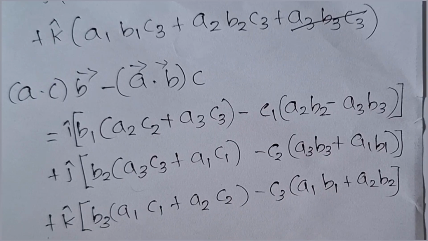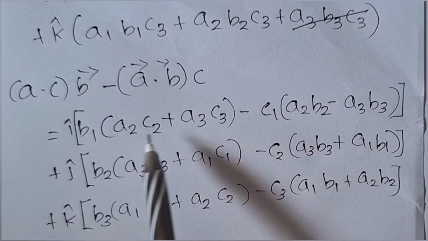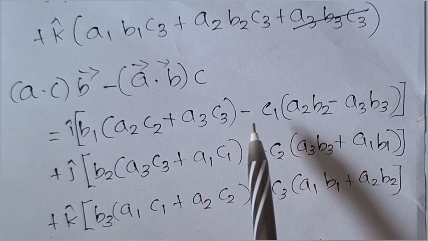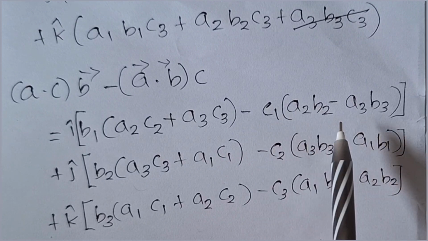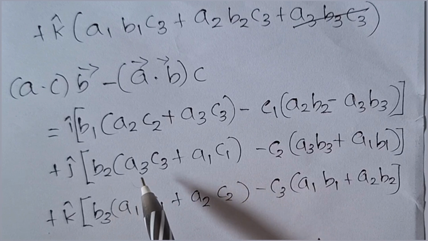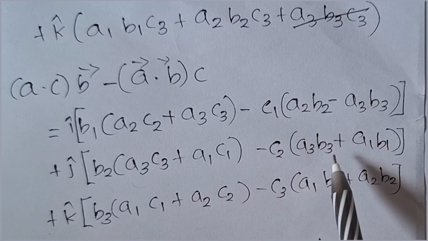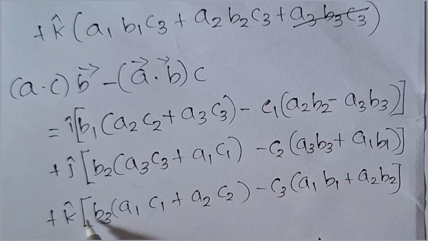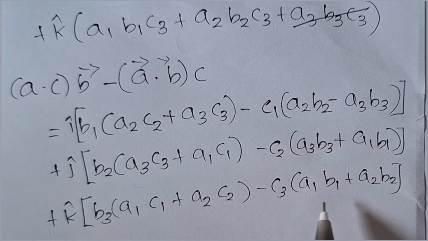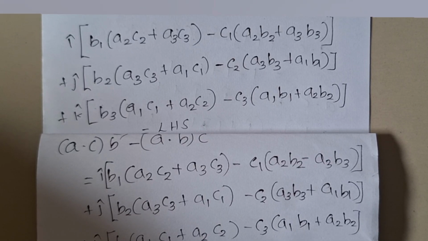So the remaining terms are i into b1 (a2 c2 plus a3 c3 minus c1 a2 b2 minus a3 b3) plus j into b3 (a3 c3 plus a1 c1) minus c2 (a3 b3 plus a1 b1) plus k into b3 (a1 c1 plus a2 c2) minus c3 (a1 b1 plus a2 b2). Now we got the formula for RHS. This is equal to LHS.